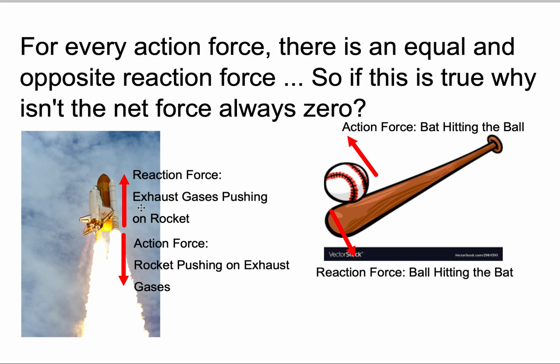But that balloon car works exactly the same as the space shuttle or any other rocket. The rocket is going to push the gas out, so the gas goes down, and then the gas pushes on the rocket in the opposite direction, so the rocket goes up. So these forces are acting on different objects. One object will accelerate in one direction, the other object accelerates in the other direction.